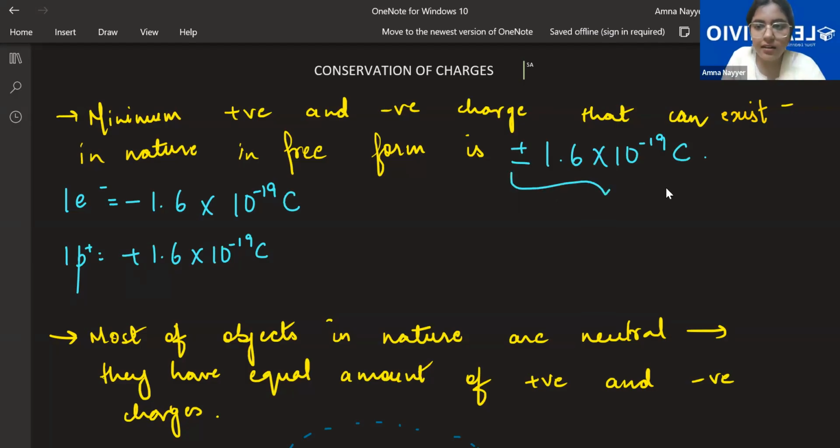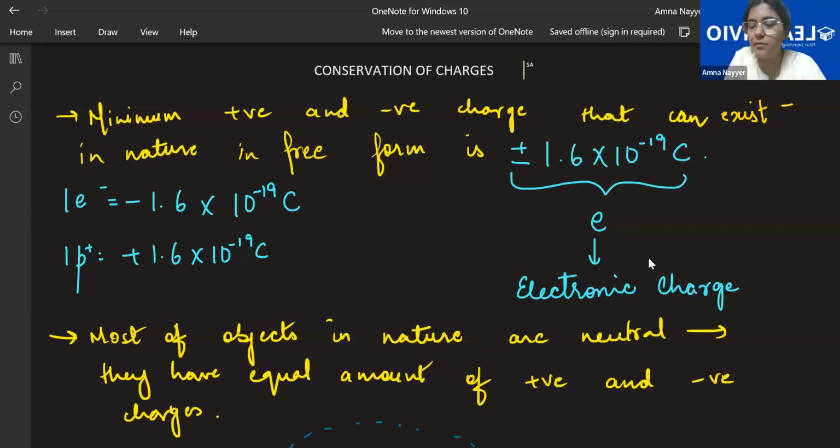This is often represented by the symbol e. You will see this symbol till your last chapter, semiconductors. This wasn't there in class 11th. This is called the electronic charge. Electronic charge means the minimum charge that is existing on a single electron and a single proton, which is 1.6 into 10 to the power minus 19 coulomb. This value you have to remember because it won't be mentioned, and it's very easy to remember because of most of the conversions that you will be doing.